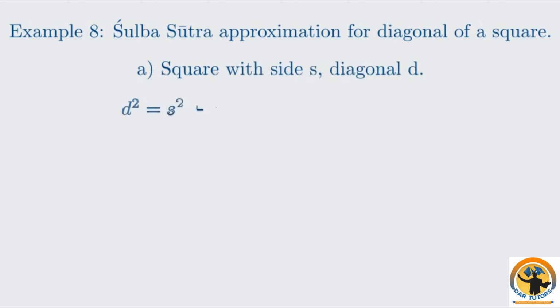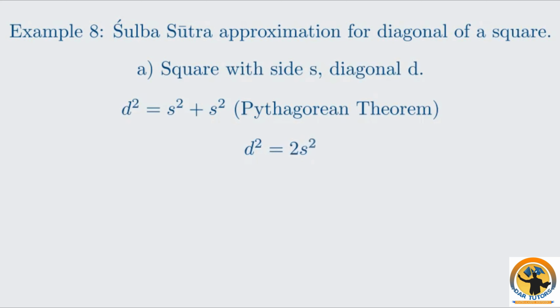Consider a square with side length S. The diagonal, D, divides the square into 2 right-angled triangles. By the Pythagorean theorem, the square of the diagonal is the sum of the squares of the 2 sides. So D squared equals S squared plus S squared, which is 2S squared. Taking the square root of both sides, we find that D equals the square root of 2 times S. This confirms the statement.